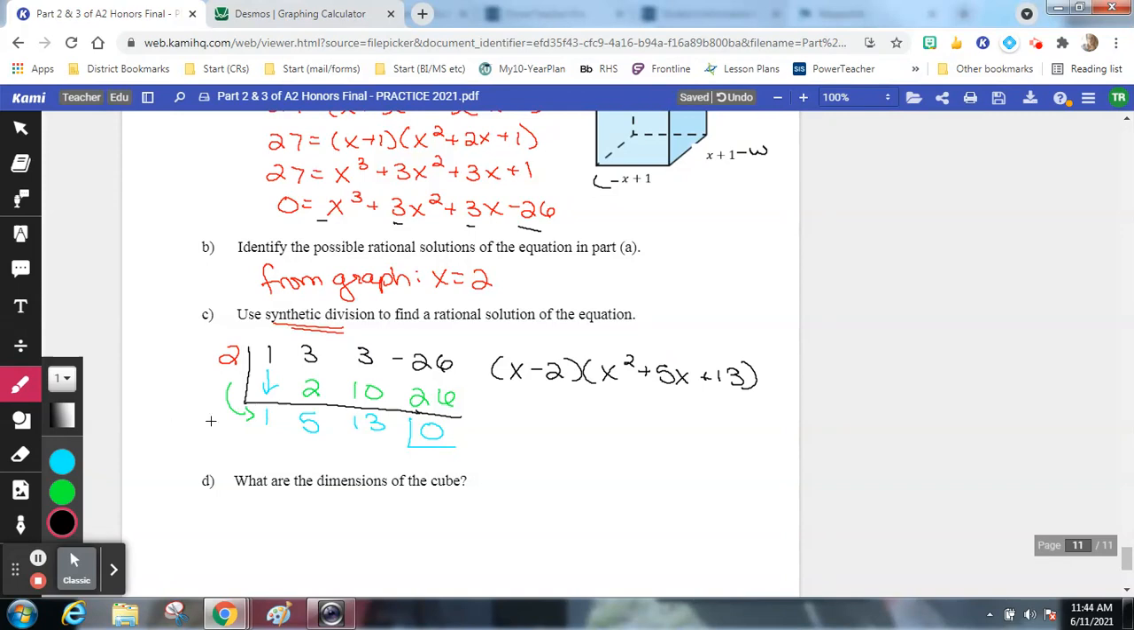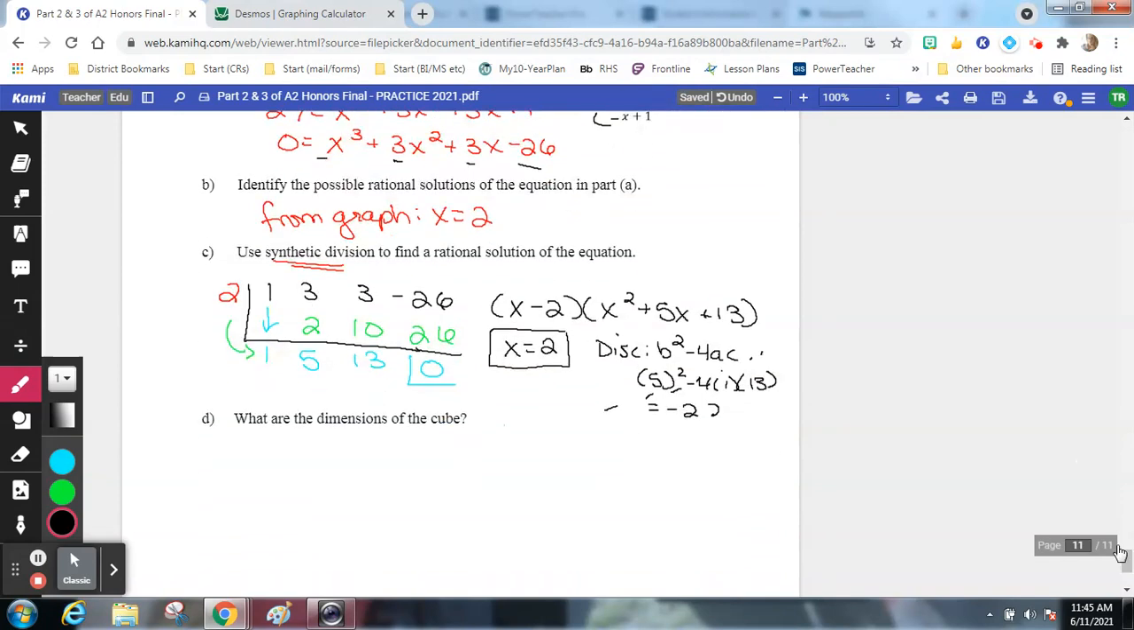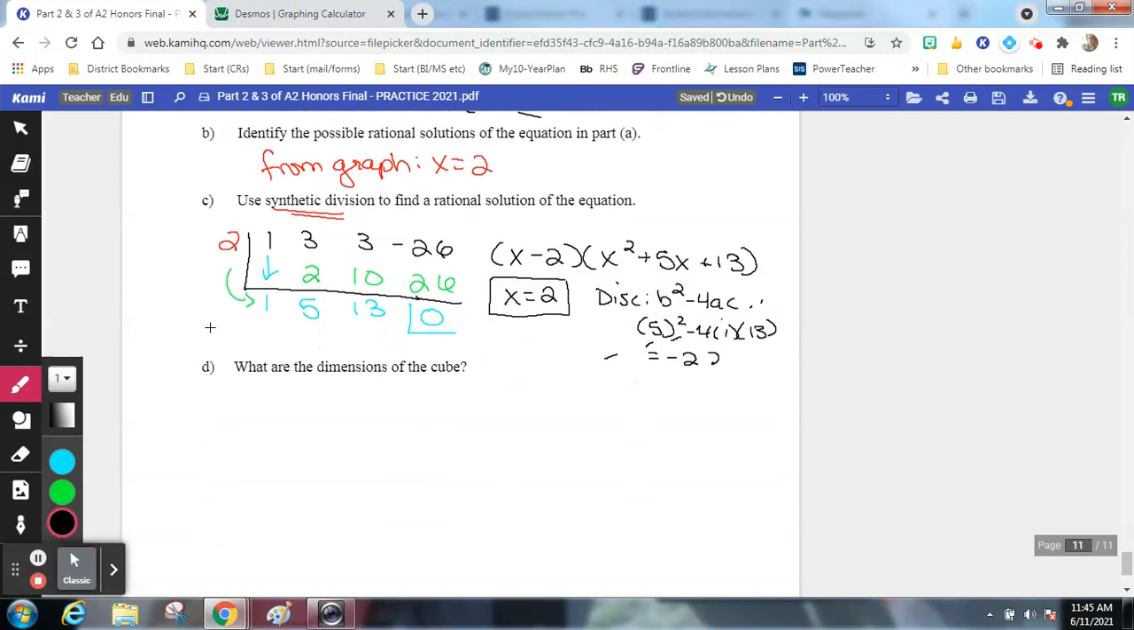And you could go through and continue solving this if you want. That's where your x equals 2 comes from. And you would find that when you try to solve this last one, it doesn't solve. You would try the discriminant based on the quadratic formula. And when you do that, 5 squared minus 4 times 1 times 13 comes out to a negative 27. So that doesn't work. It's an imaginary number. So x equals 2 is my solution. I was able to prove it from both the graph and using the synthetic division. That's the important part of why I have C in there.